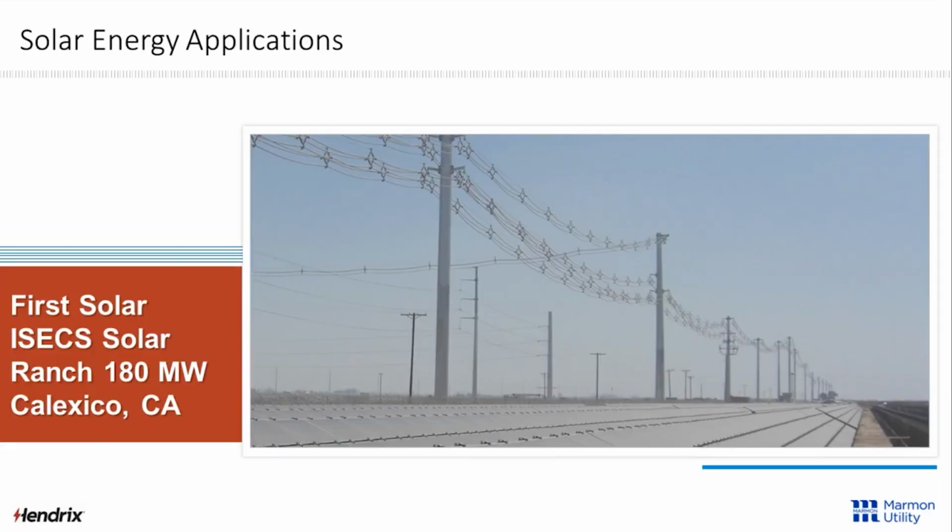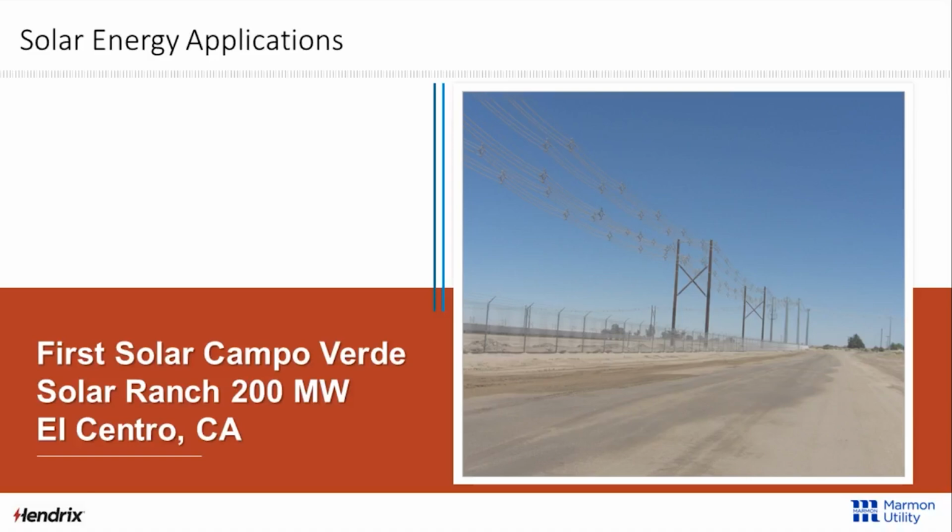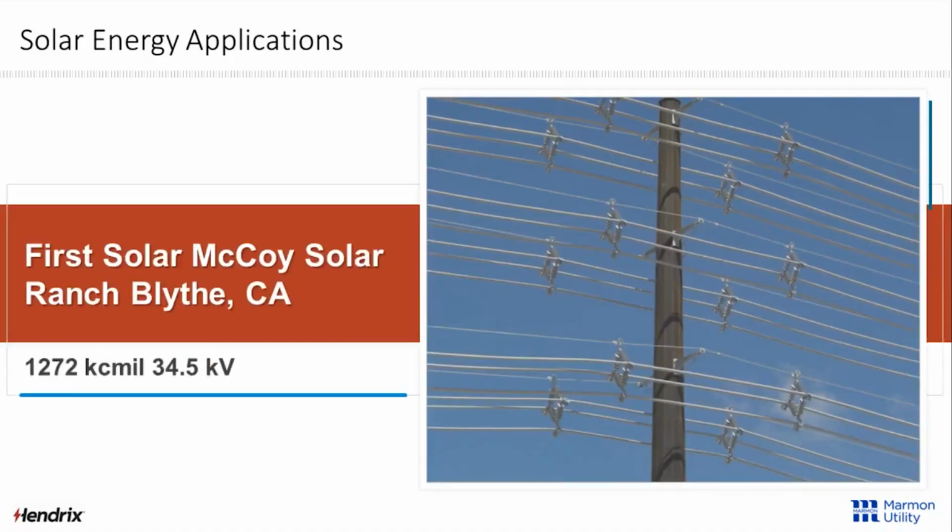So here's another First Solar job we did, Imperial Valley, that is 180 megawatts. Here's another one we did, Campo Verde, 200 megawatts out in El Centro. And you can see that different consultants designed the poles. They have different desires for wood, for metal. Here is First Solar McCoy Solar, now NextEra, out in Blythe, California. Put all 6 circuits on one pole line. So that was a very efficient project. And that was 1272 kcmil.